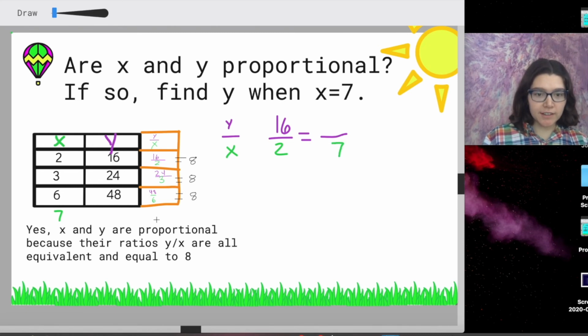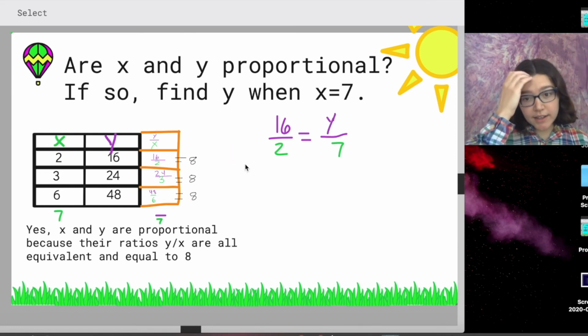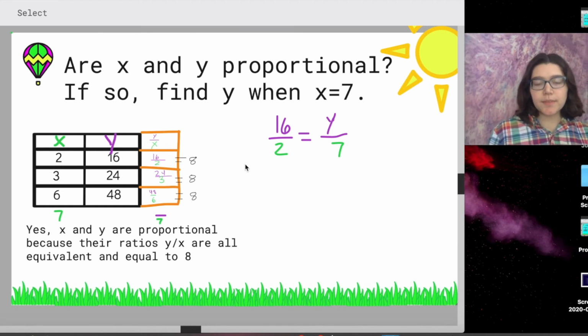In either case, 7 is going to be on that denominator, right? And then we need to figure out what the y is. So we're just going to use a variable. We're going to call that y. That's our missing y value. Now we have a few ways to solve this.